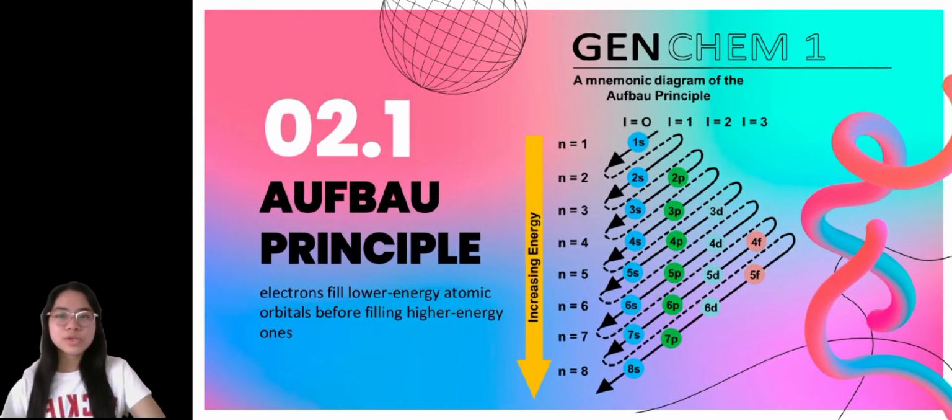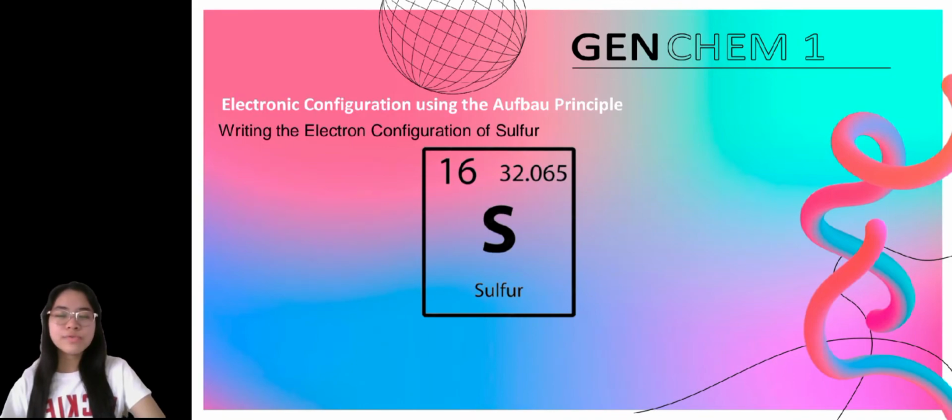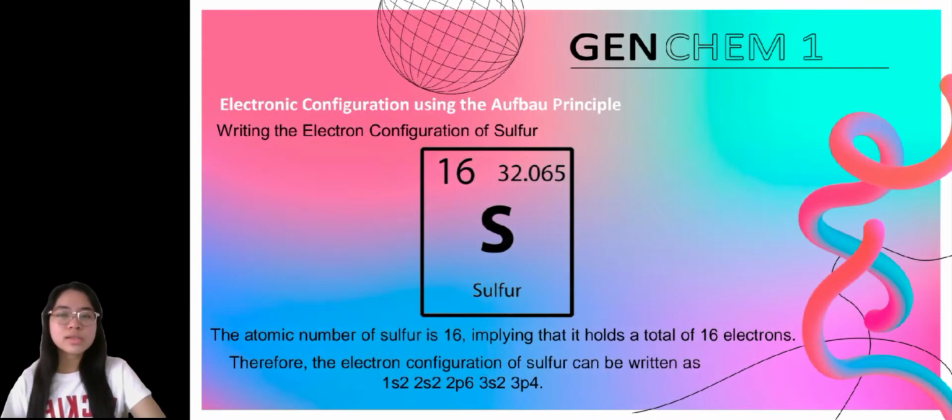To write the electronic configuration using the Aufbau principle, we should first determine the atomic number. In the example, sulfur is 16, implying that it holds a total of 16 electrons.